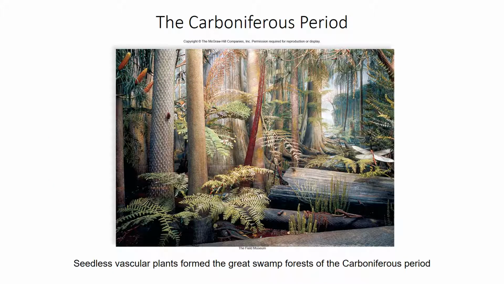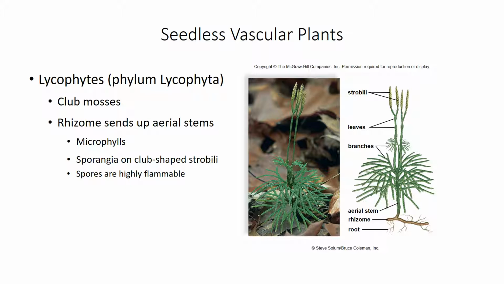Now, here's just an example of some seedless vascular plants, and a lot of them did form the great swamp forests, okay, many years ago. And you can still find lots of ferns in places that are warm and wet, like swamps. Now, lycophytes, those are club mosses, and you can find these out in the woods.